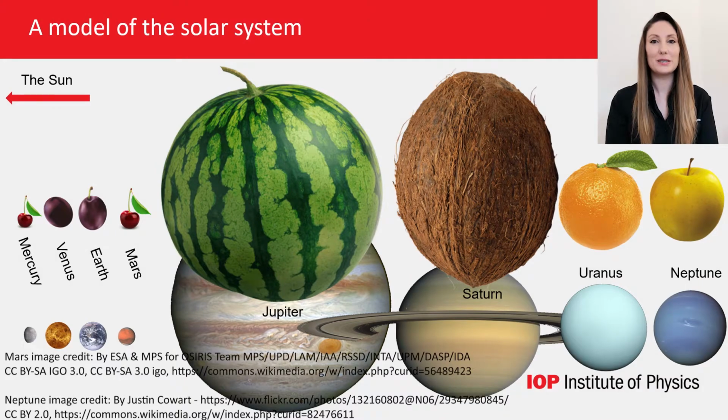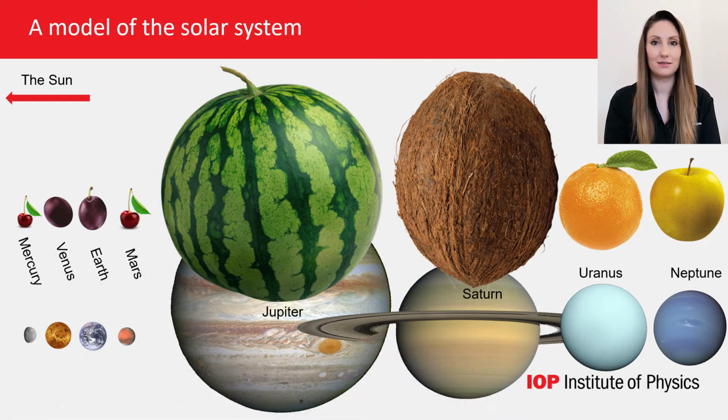A simple model of the solar system in terms of sizes of the planets can be made with fruit. Show your students an array of fruit and ask them to think about which fruit represents which planet. Let's start with the biggest one, the watermelon. This represents Jupiter. Saturn by the coconut.